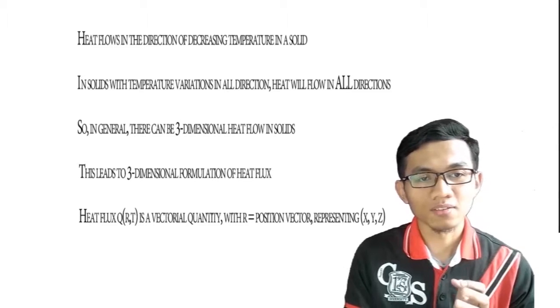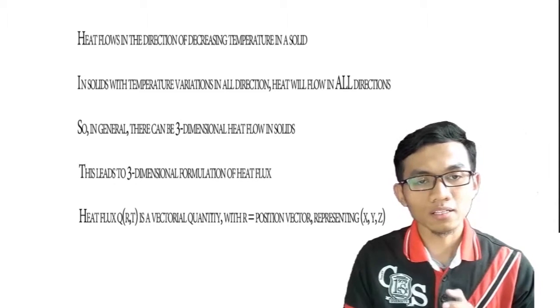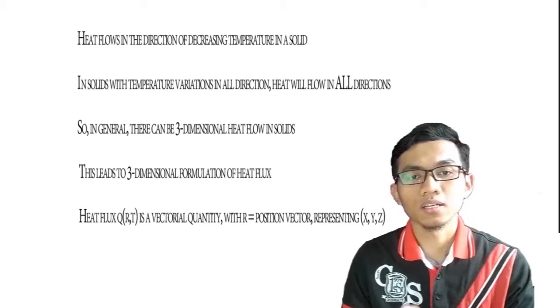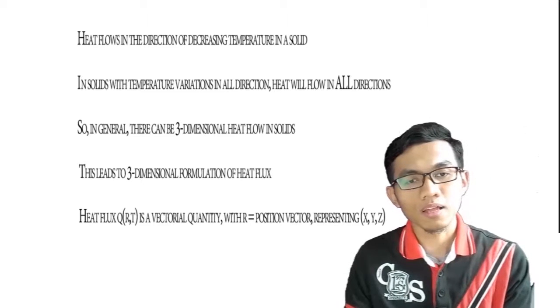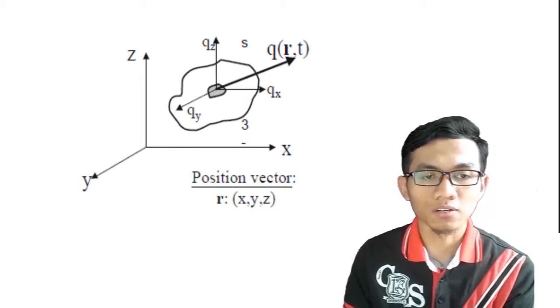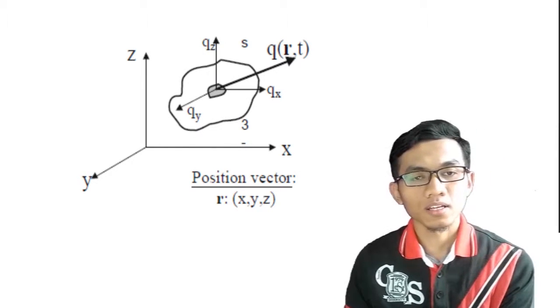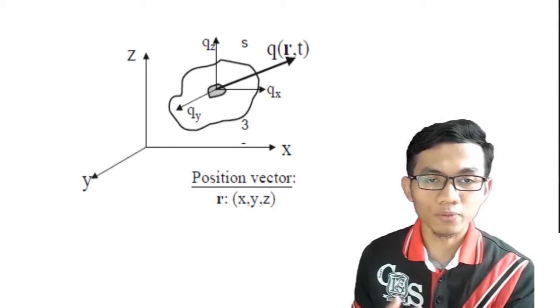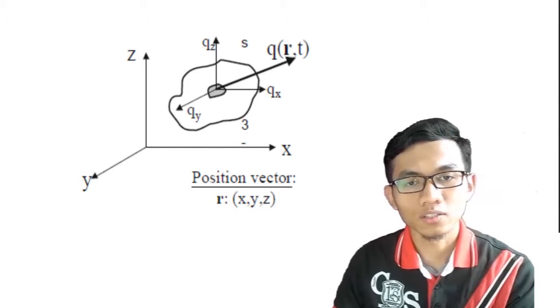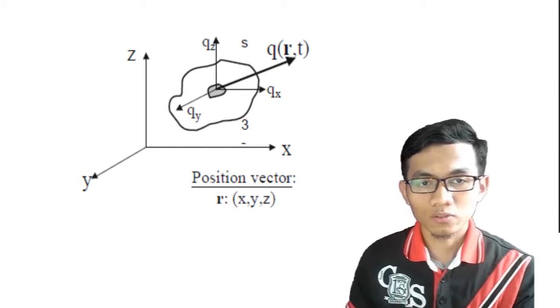Heat flux is a vector quantity, with r the position vector represented by x, y and z components. Here are some pictures of the position vector r. If we want to calculate the magnitude of vector q, we can use this formula.